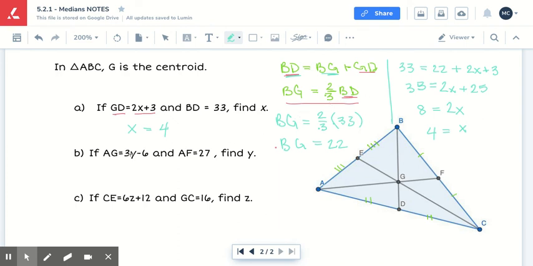You're going to do the same thing for part B and part C. In part B, you're finding y. In part C, you're finding z. Pause the video and then come back and see what the answers are. Okay, welcome back. Part B was pretty straightforward. You should have gotten y as 8. Part C was pretty straightforward too. For part C, z is 2.